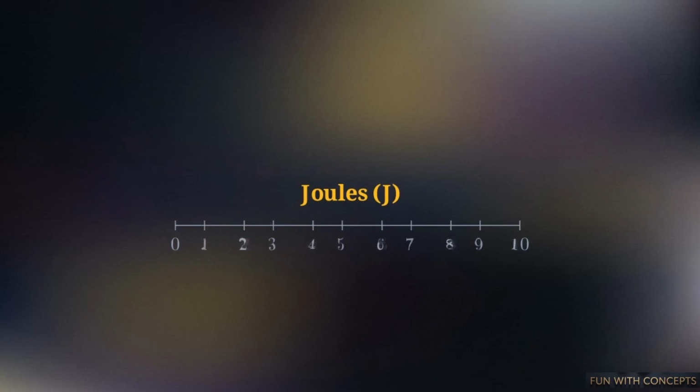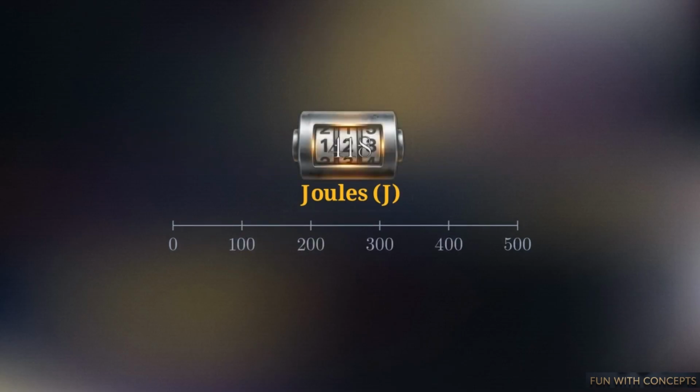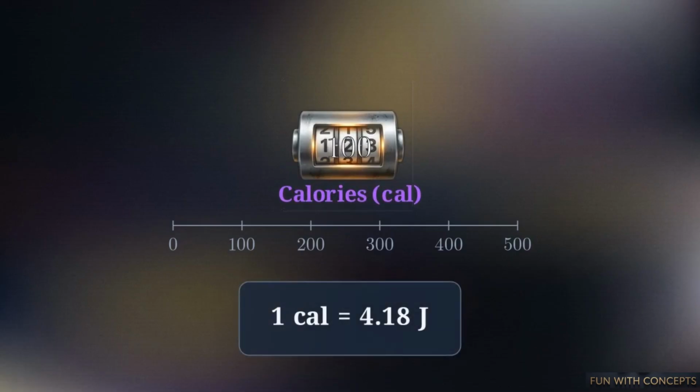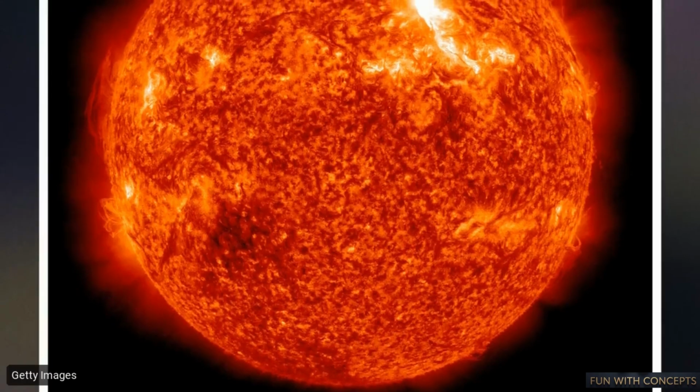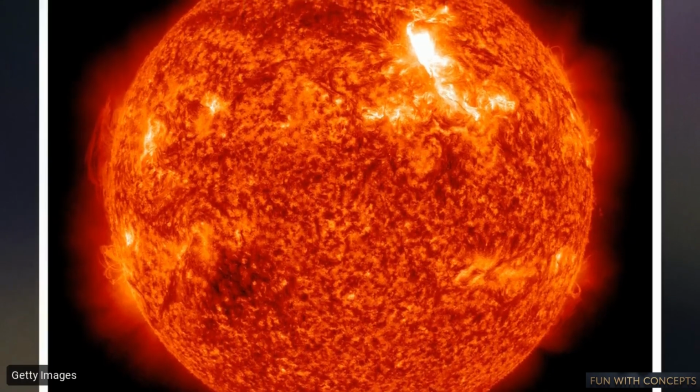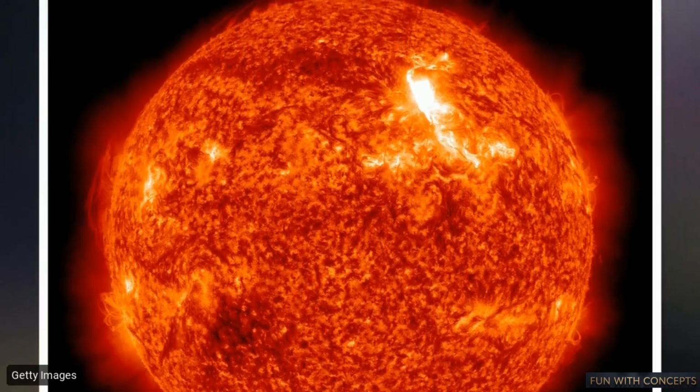As the diagram scales up to measure larger, everyday amounts of energy, we convert those joules into calories, where 1 calorie equals roughly 4.18 joules. Practically all of this measurable, life-giving energy on Earth originates from a single, massive origin point, the Sun.